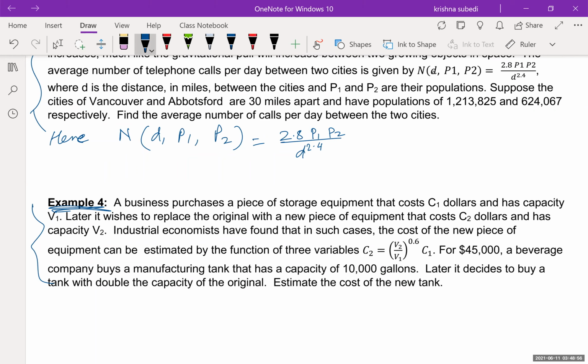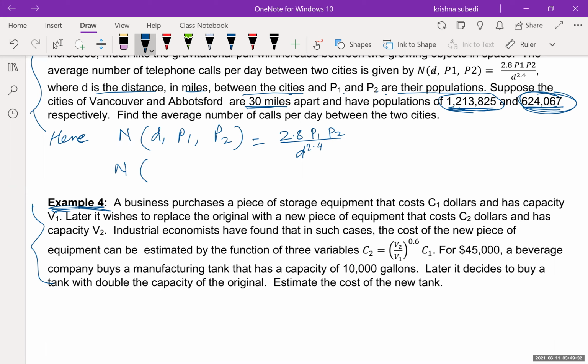And what we are supposed to find: D represents the distance in miles between the cities, and P1 and P2 are their populations. Suppose the cities of Vancouver and Abbotsford are approximately 30 miles apart and have populations of, this population is not the correct one, I just considered a rough, random number. It is not the exact number. I just wanted to tell you that.